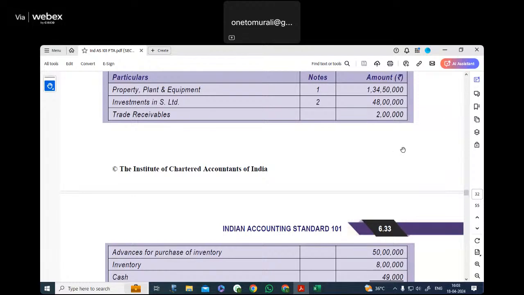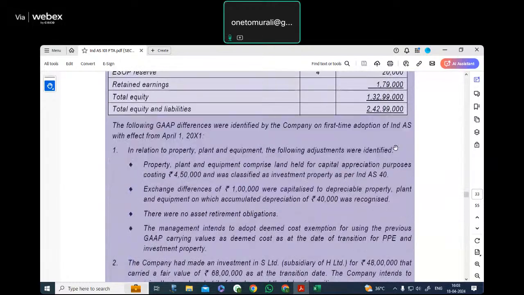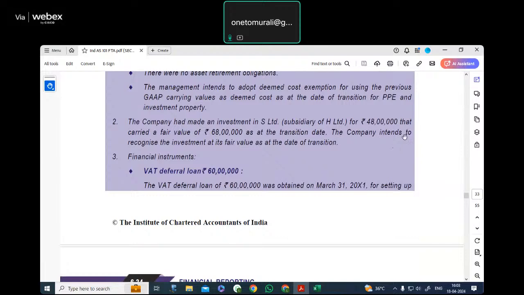So investment in Yes Limited. Now let's go through note number 2. The company has made an investment in Yes Limited, a subsidiary company, for 48 lakhs that carried a fair value of 68 lakhs on the date of transaction. The company intends to recognize the investment at its fair value on the date of transaction. Instead of 48 lakhs, we are expected to take it up at 68 lakhs.